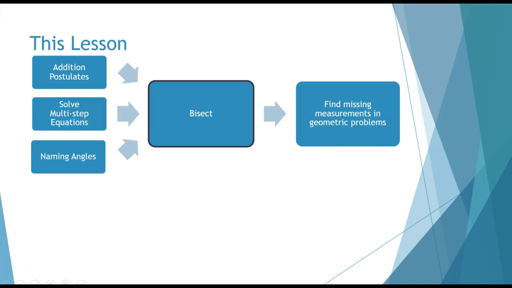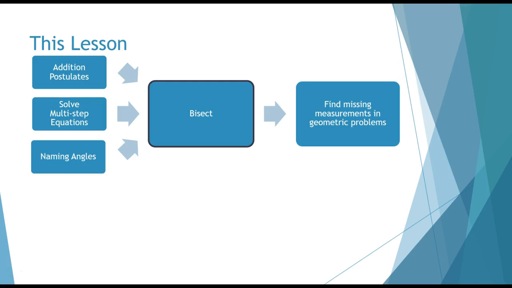Bisection. In this lesson, we're going to learn how to bisect shapes. In order to understand this lesson completely, you'll need to understand the addition postulates, both the segment addition and the angle addition postulates. You'll have to know how to solve multi-step equations, and since we'll be dealing with angles, you'll have to know how to name angles.